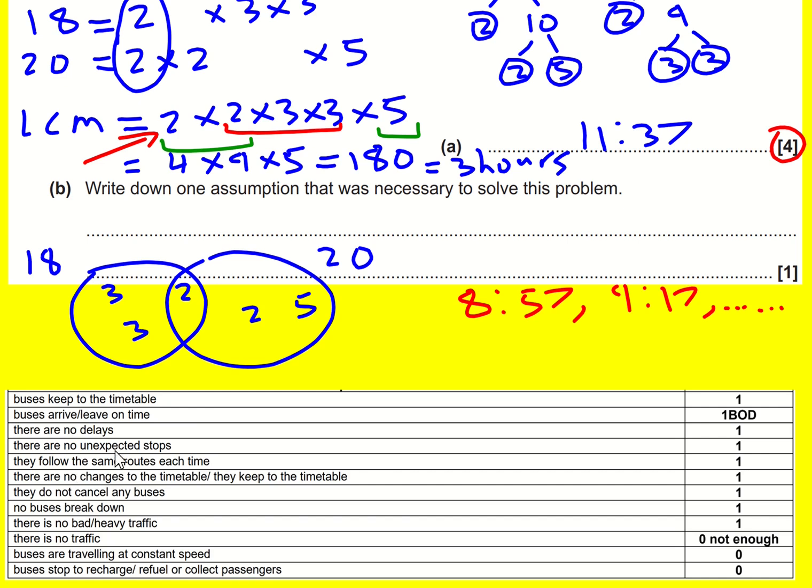They don't cancel any, we assume they don't break down. But it's not okay to say there's no traffic or they're traveling at constant speed or they stop to recharge. That's just not accepted in the mark scheme. But the ones with ones by them are accepted.